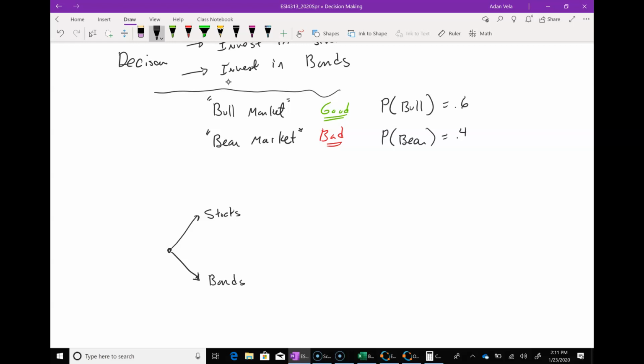So let's say you invested in stocks. From that point, we have two options. We can either have a bull market, and I'll do that in green, or we can have a bear market. If we have a bull market, let's pretend your $100 becomes $5,000. Awesome. All right. But if you were in a bear market, then you end up losing $2,000.